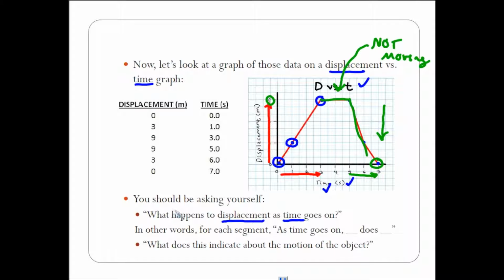For every graph that you look at, you should always be asking yourself, for each segment, as time goes on, what happens to your y-axis?